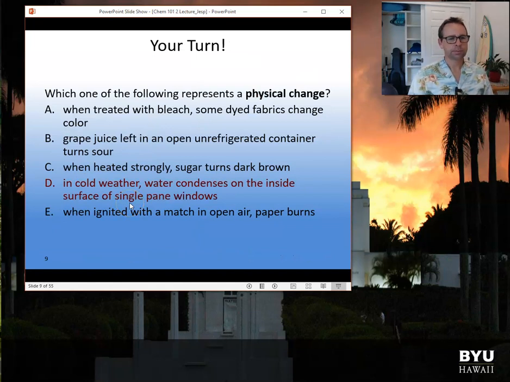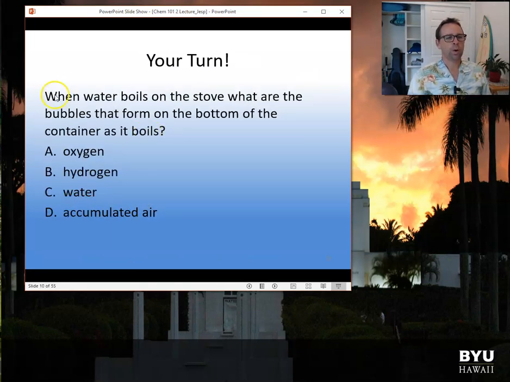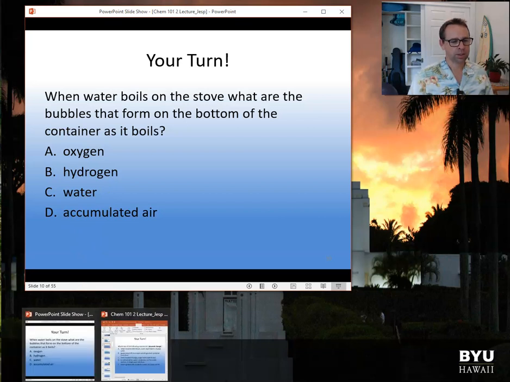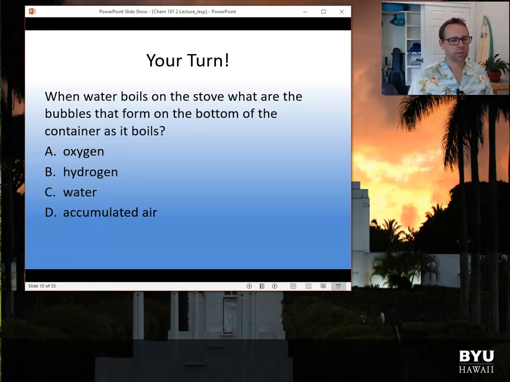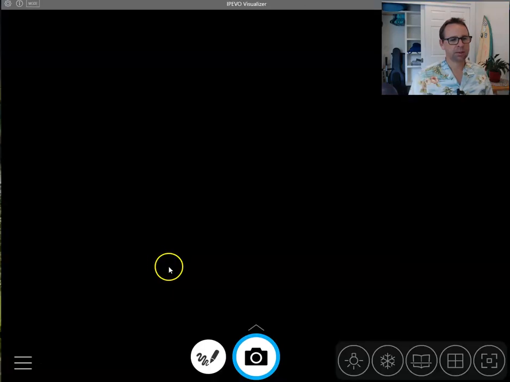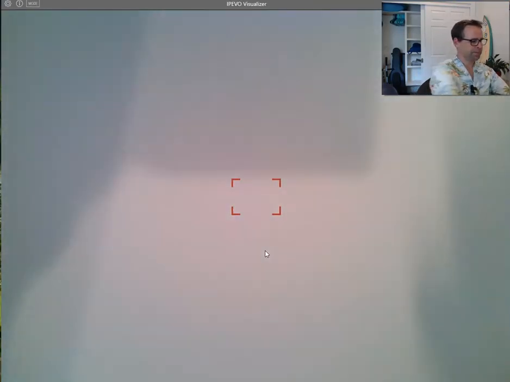Okay. When water boils on the stove, what are the bubbles from on the bottom of the container as it boils? Are the bubbles oxygen, hydrogen, water, or accumulated air? Okay. Is it hydrogen? That's a good guess. Let's see if we can think about what happens when we heat the water.